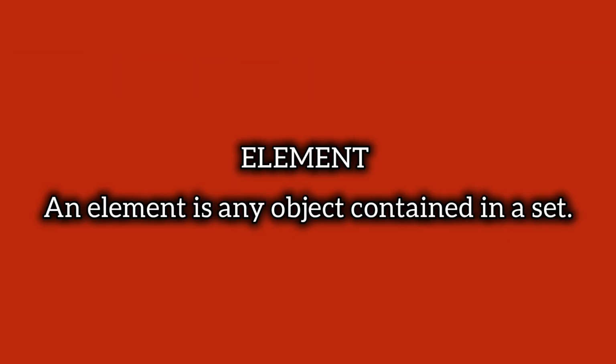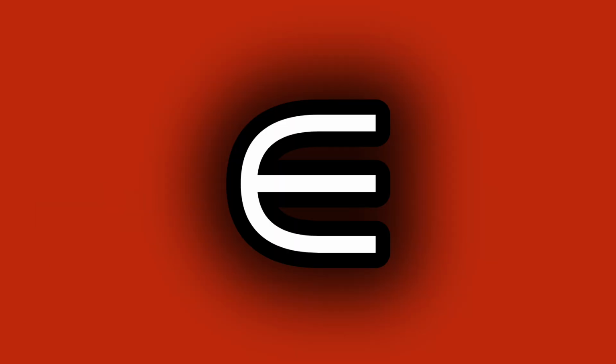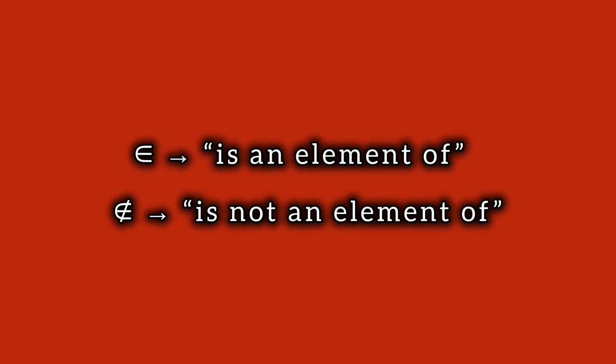What is an element? An element is any object contained in a set. And this is the symbol used to represent element. This symbol means is an element of. But then when you have the same symbol crossed, it means it is not an element of a given set.